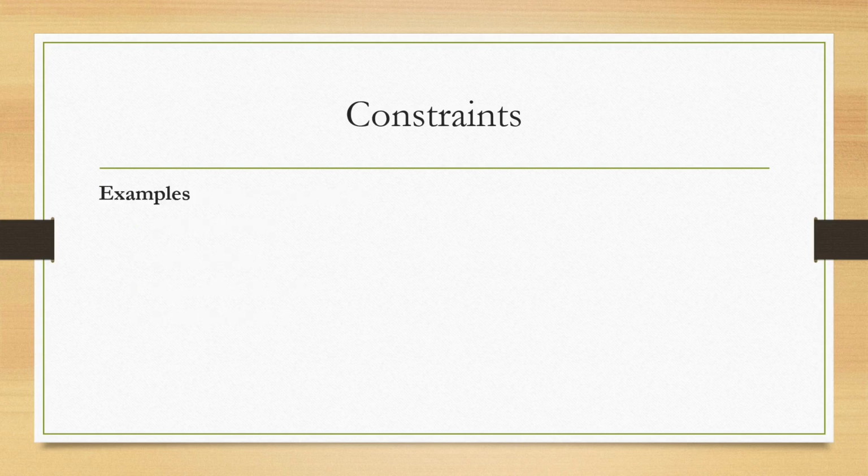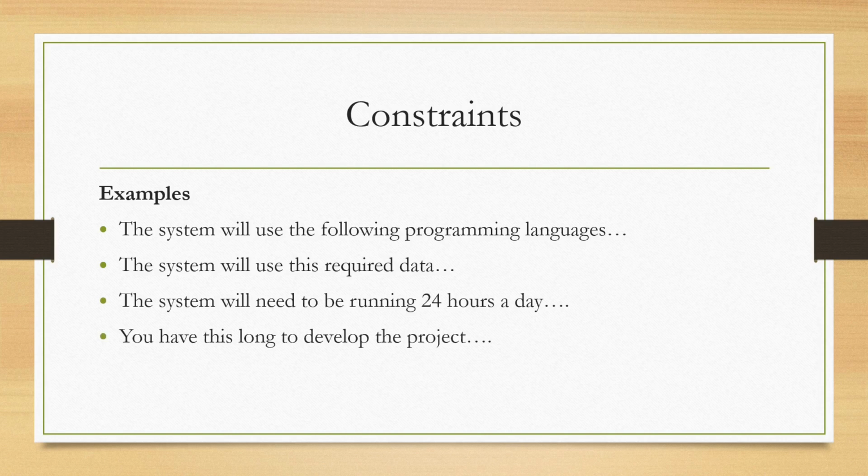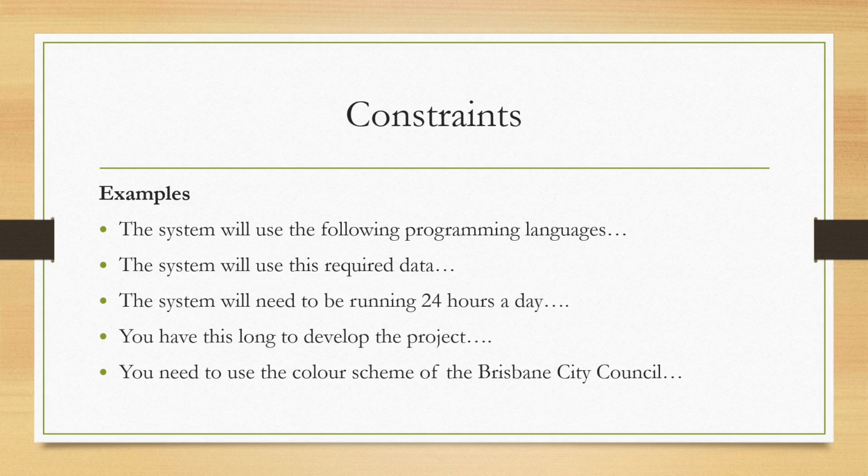So an example of a constraint could be the system will use the following programming languages. The system will use this required data. The system needs to run 24 hours a day. You only have this long to develop a project. You must use the colour scheme of the Brisbane City Council. They're all examples of constraints that could be given to you when you start a project.